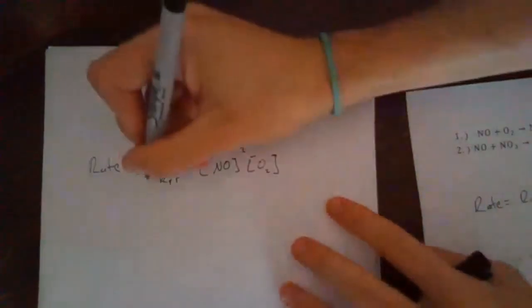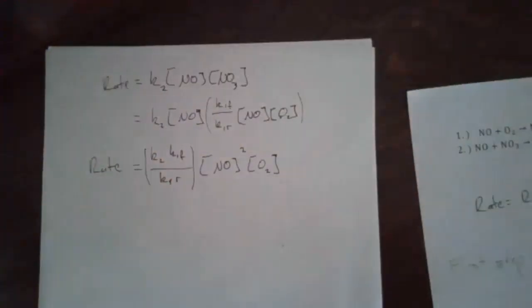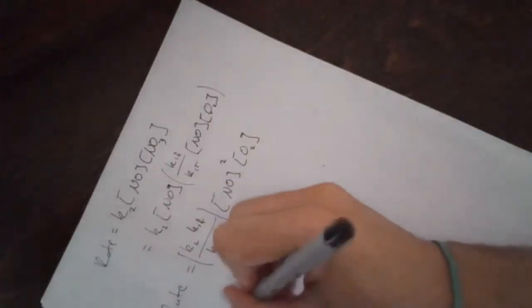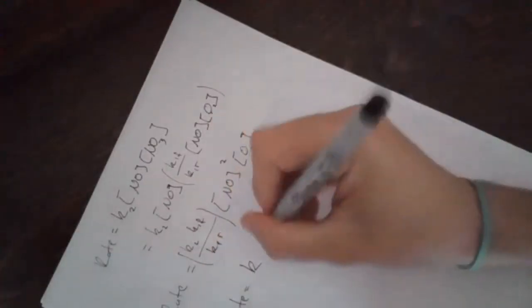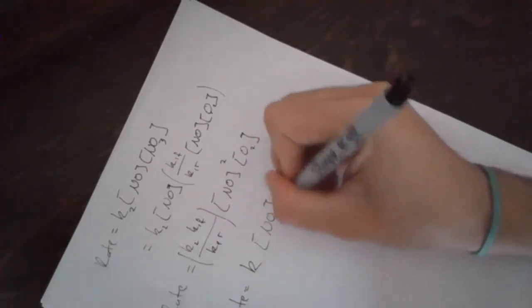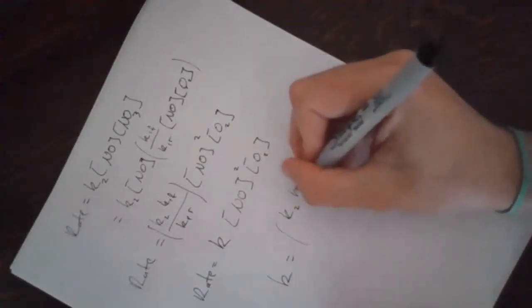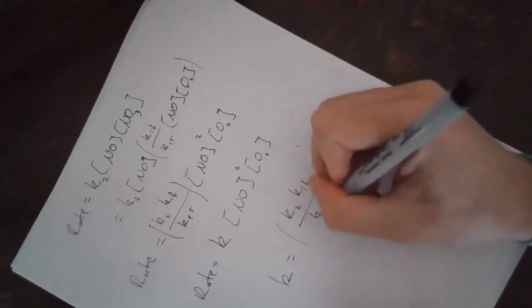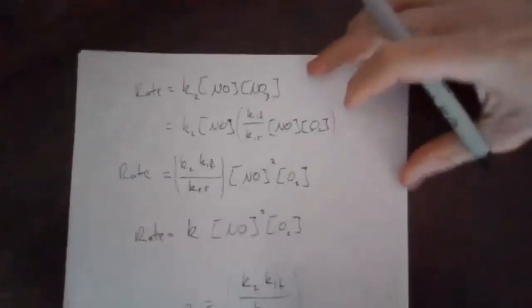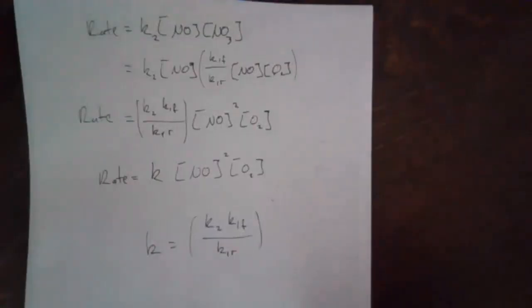It is worth noting that you could also write this. You'll note that those are all numbers, those are all Ks. And so you could easily write this as just rate is equal to K overall times the concentration of NO squared, concentration of O2, and you come up with this relationship that K for the overall rate is equal to K2, K1 forward, divided by K1 reverse. And so this gives you a little more information. You can kind of decompose the different aspects of the rate constant.